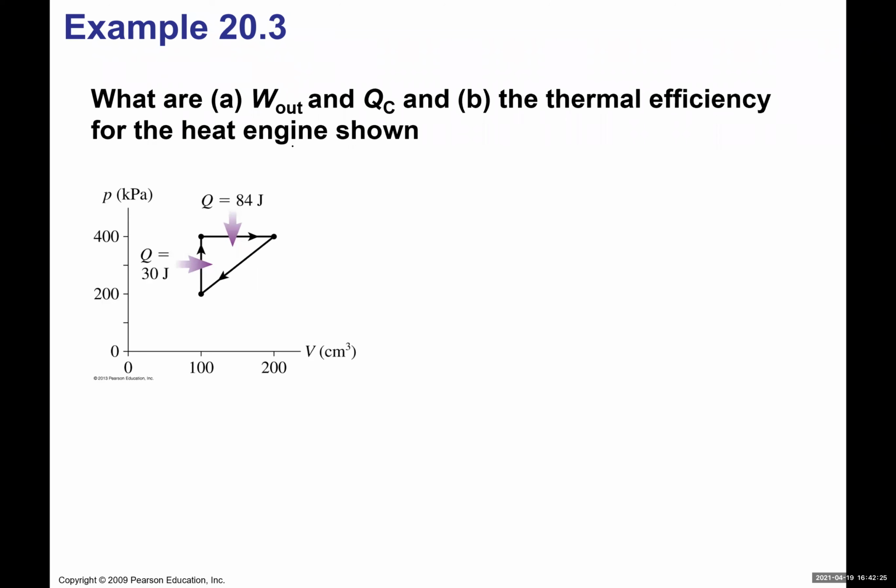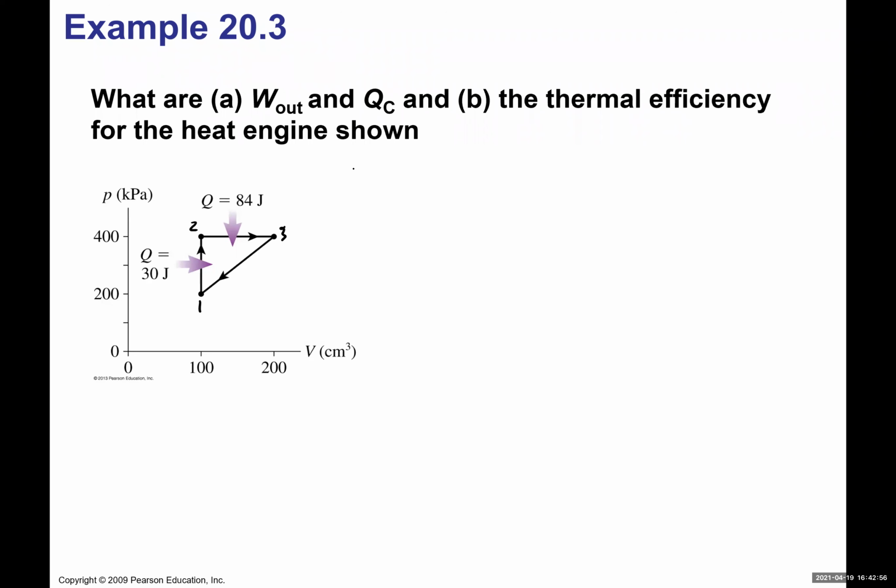So this is some kind of heat engine where we are given 30 joules entering during one process, then 84 joules entering during another process, and then we're given the pressure. Let's use 1, 2, and 3. So you go from 1 to 2, 2 to 3, then 3 to 1. We are given pretty much most of the state variables, right?